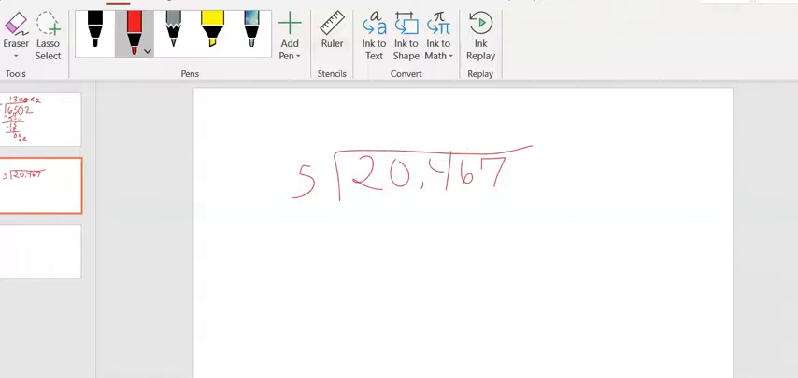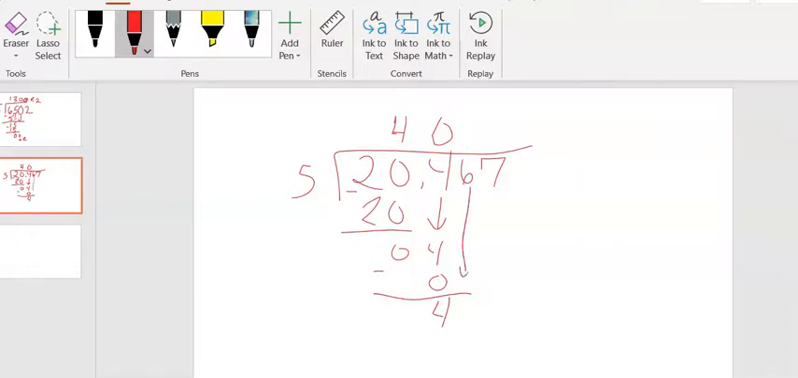It can, right? If we know our multiples table, we know that 4 multiplied by 5 is 20. So 4 multiplied by 5 gives us 20. We're going to subtract that, which gives us 0, and we need to bring our 4 down. Can this 5 go into the 4? It can't. It's too big, right, kiddos? So we're going to put a 0 here. 0 multiplied by 5 gives us 0. We're subtracting that, so that gives us 4. We bring our 6 down.